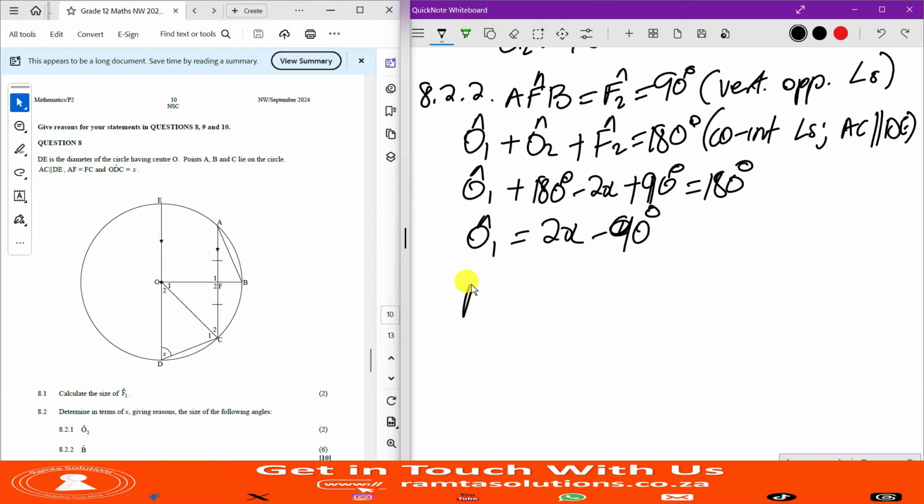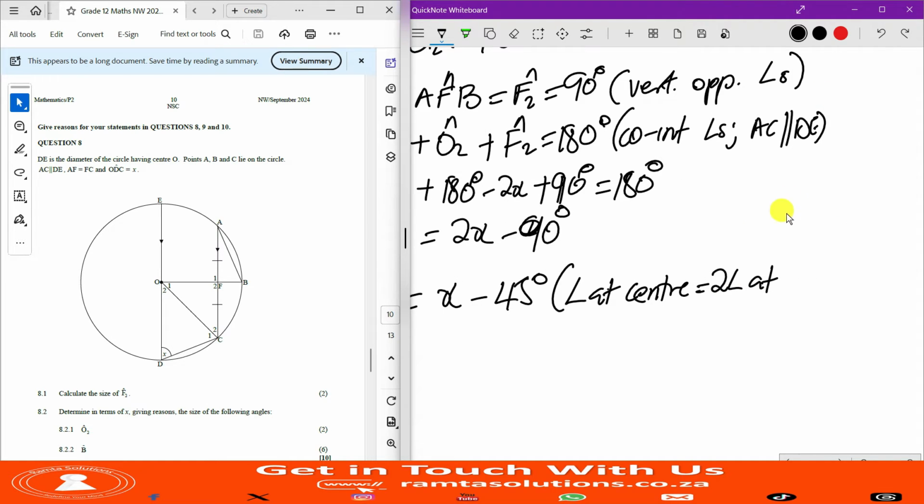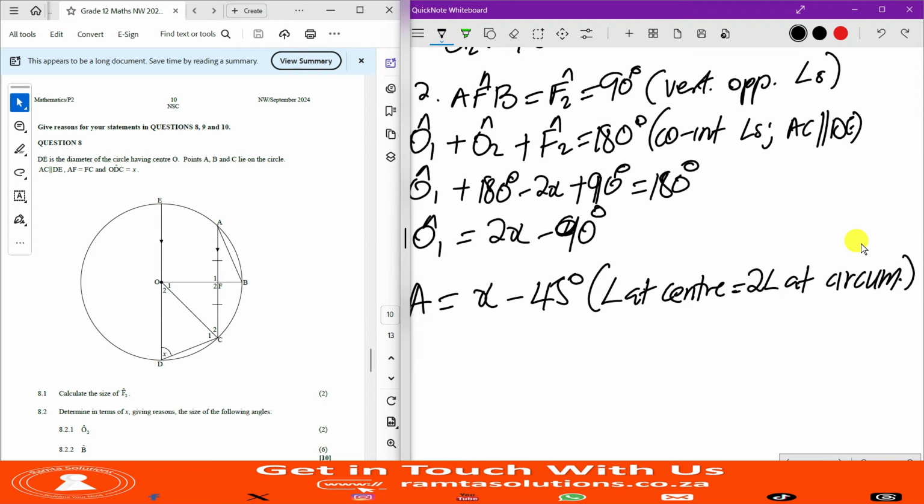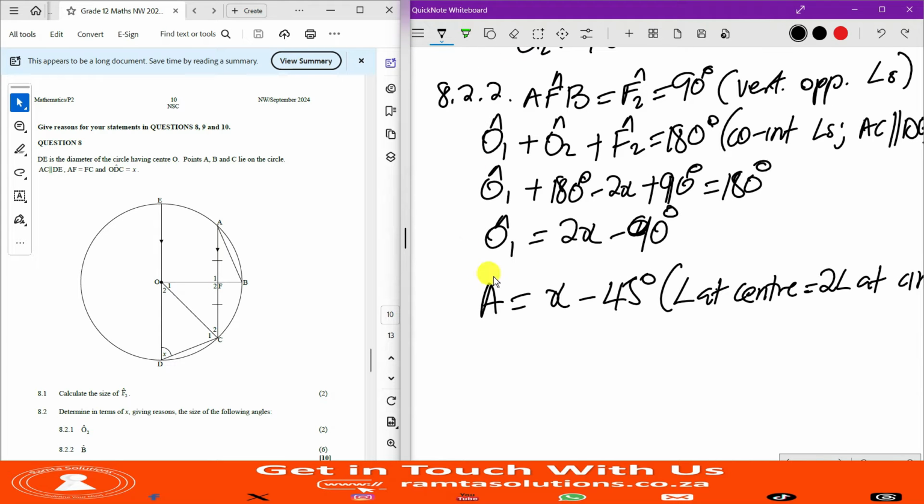Now, I want you to see this: angle O1 is twice angle A. So angle A will then be x minus 45 degrees. What's the reason? Angle at center is twice angle at circumference. Hence, angle A is equal to x minus 45 degrees.